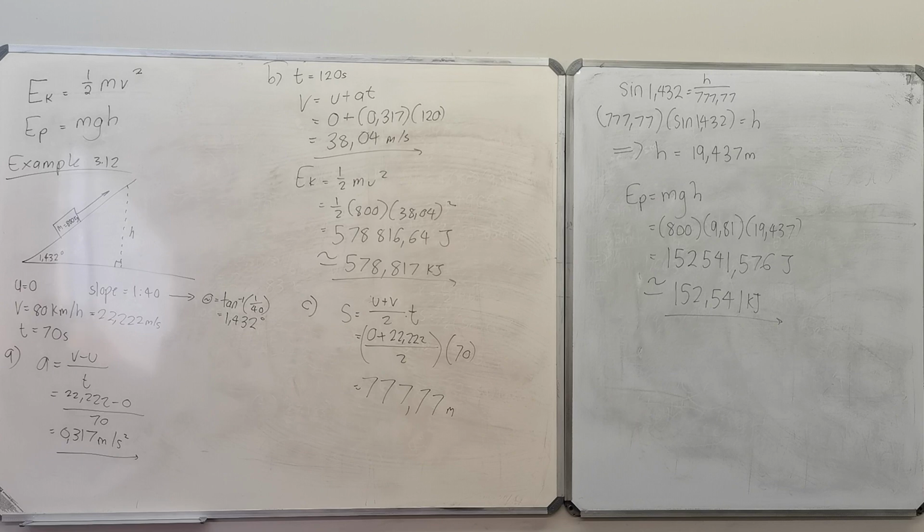810.81 sine of 1.432. 186 mg sine. Work it is. That's a force. Work done is equal to force times displacement, which is 7775777, which is 152541. That's right.